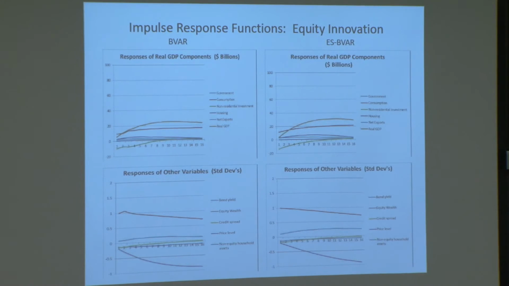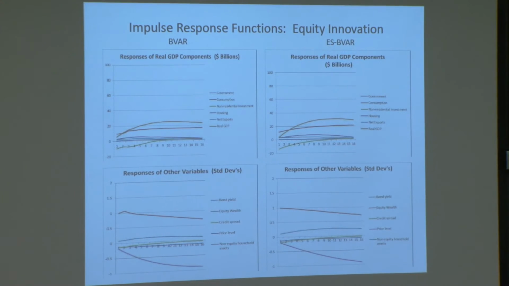Now, these are what we call the impulse response functions. These are basically the dynamics that are estimated in this system. You might call these the stylized facts. We haven't built any economic structure. In this first slide, what I'm comparing are the standard Bayesian vector autoregressions on the left with the exponentially smoothed Bayesian vector autoregressions on the right. And this is the response to the first shock in the system, which is the equity valuation shock.